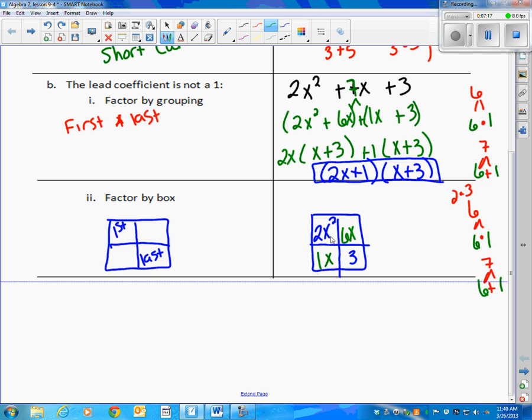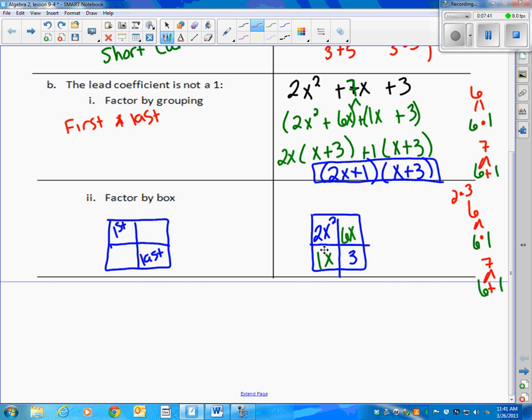And if you look, 2x squared plus 6x, my first row, is the exact same thing as my first group of parentheses. My second row, x and 3, is the same as my second group of parentheses. So the two methods are directly related. It's just a different way of presenting the material.